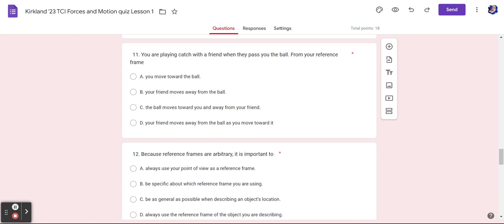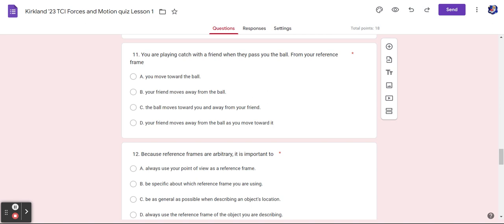Number 11. You're playing a game of catch with a friend when they pass you the ball. From your reference frame, A, you move towards the ball. B, your friend moves away from the ball. C, the ball moves toward you and away from your friend. D, your friend moves away from the ball as you move towards it.